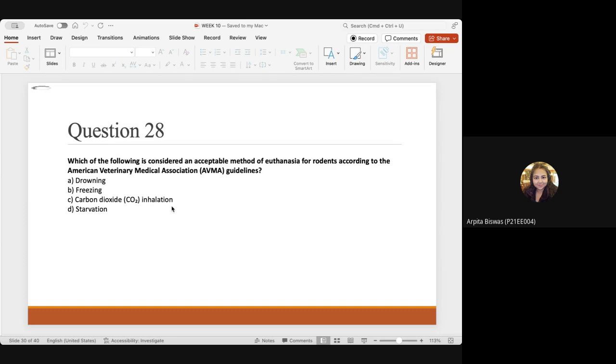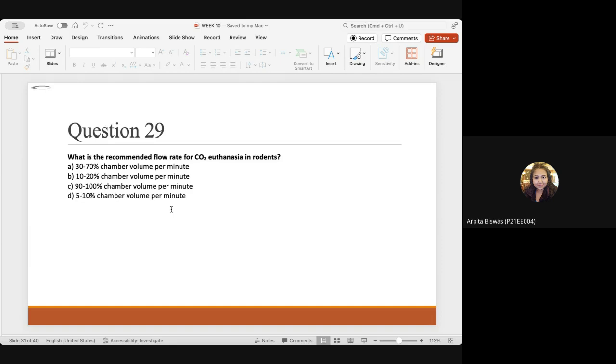So go through the question carefully. Which of the following is considered an acceptable method for euthanasia for rodents according to the American Veterinary Medical Association guidelines? Take your time, but at least try. Option C, ma'am. Yes, option C is the right option, the carbon dioxide inhalation. Okay. Next, move toward question number 29. What is the recommended flow rate for CO2 euthanasia in rodents?